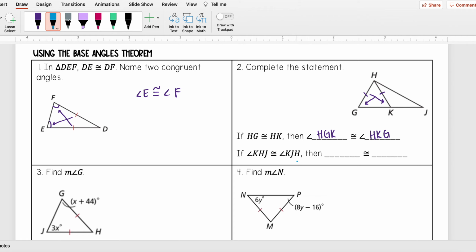Now for the next statement, I am instead given two angles that are congruent. So I'm going to be using the converse of my base angles theorem. So this one says if angle KHJ is congruent to KJH, then I'm going to figure out which sides are congruent to each other. So KHJ, that's this angle here, is congruent to KJH. And so I know from my converse that the sides opposite of these angles are also congruent. So opposite of this one is HK, congruent to the opposite of this angle, which is KJ.